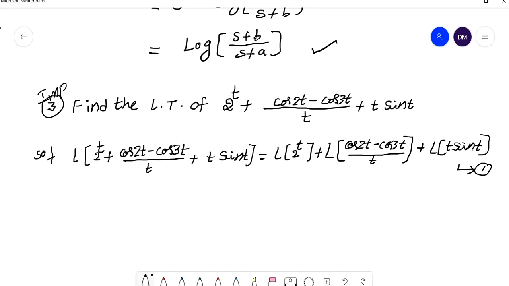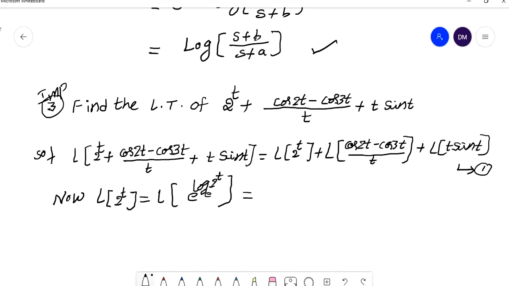First I can find L of 2 power t. We do not have a formula for L of 2 power t in the Laplace transform, so I write it in exponential form: L of e power log of 2 power t. The base is e, so the log cancels and again you get 2 power t.